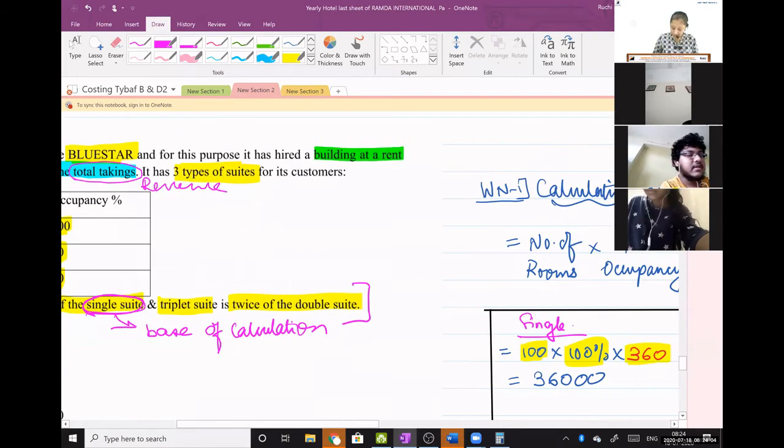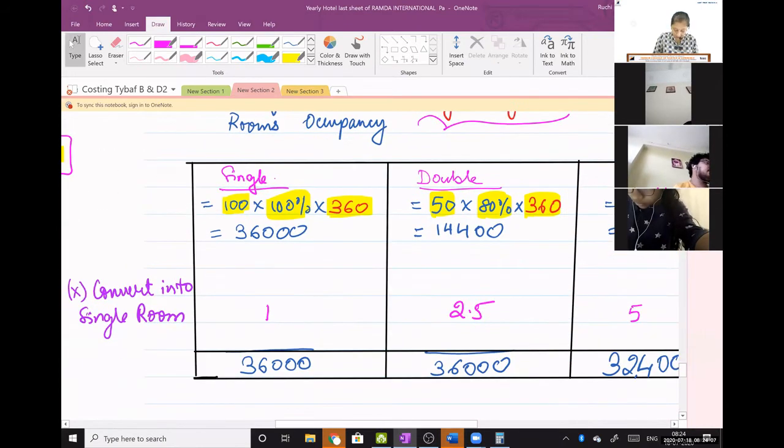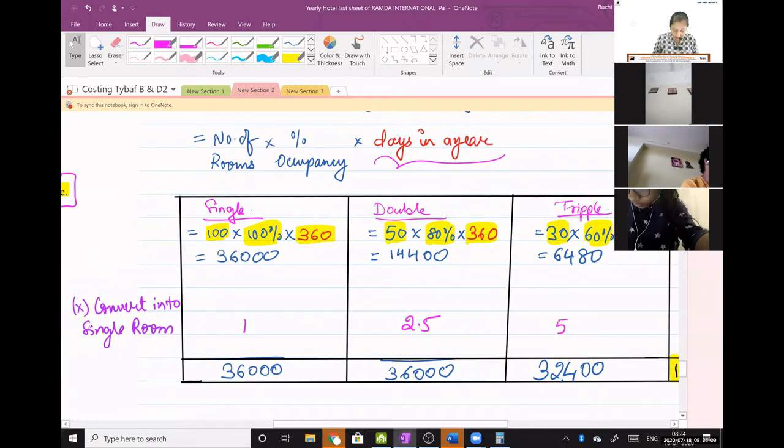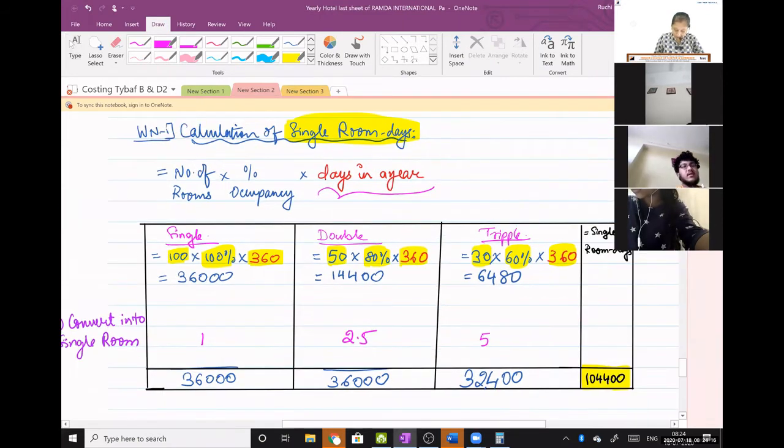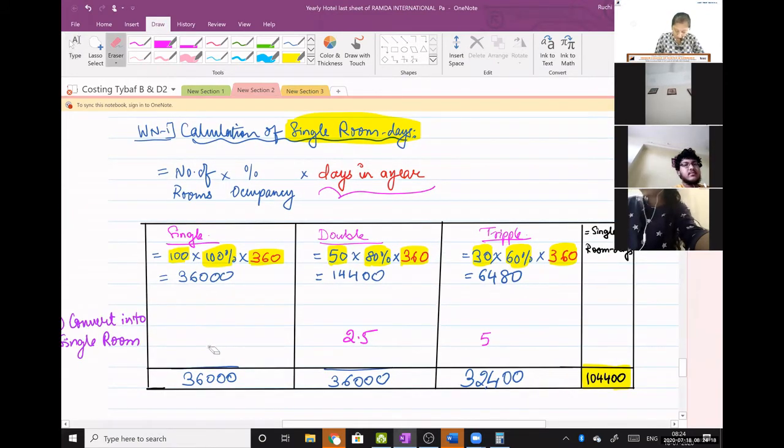Okay, so next, write on. Convert into single rooms. Now you have to do the conversion of double and triple rooms. Okay, now I'll tell you how to do this conversion.